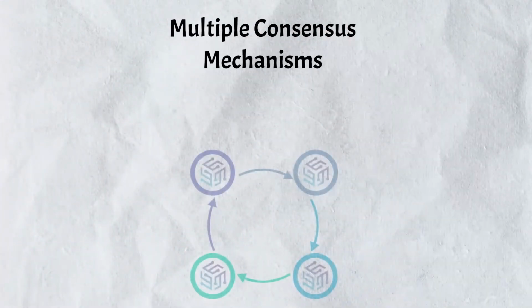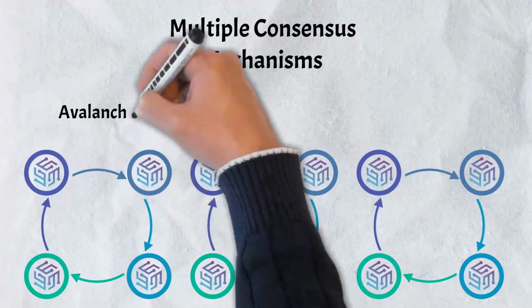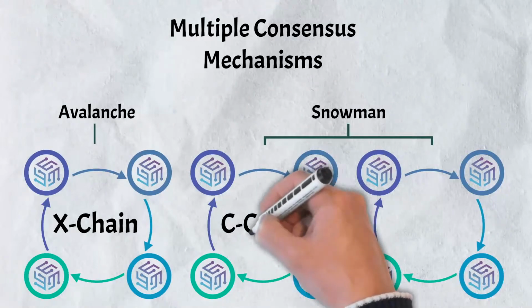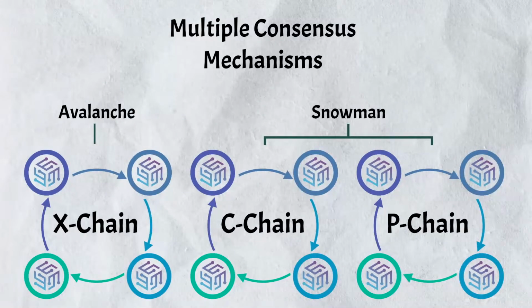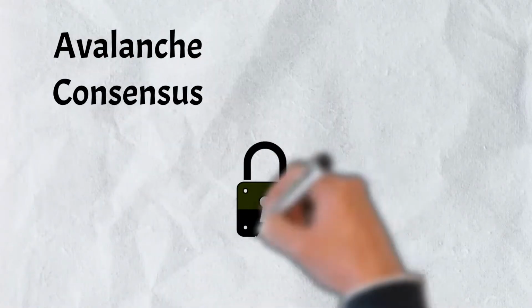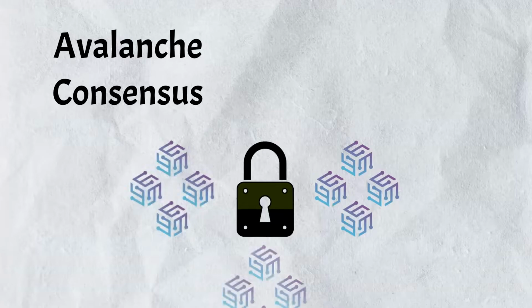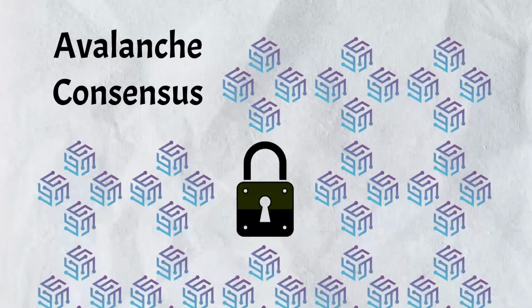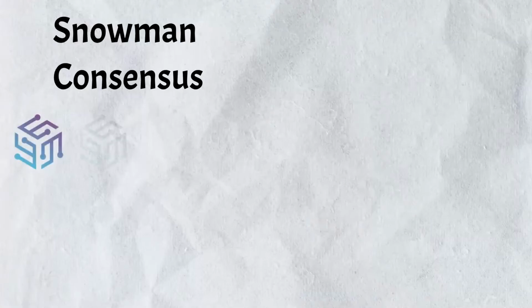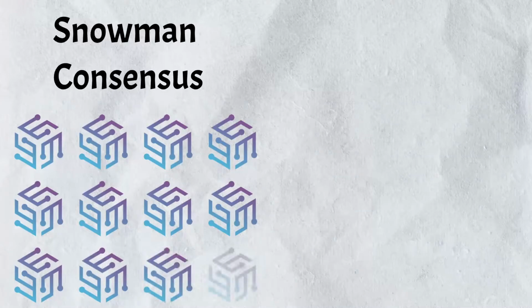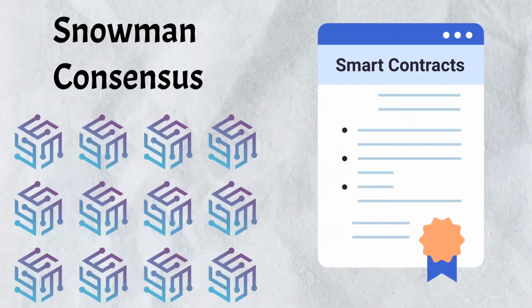Another unique feature is that Avalanche uses multiple types of consensus mechanisms. X-Chain uses the Avalanche consensus mechanism, while C and P-Chain use what is known as the Snowman consensus. Unlike proof-of-work or proof-of-stake consensus, the Avalanche consensus mechanism doesn't need a leader to reach consensus. As a result, the Avalanche network can increase in decentralization without the sacrifice of security. The Snowman consensus piggybacks off the Avalanche consensus but orders transactions linearly. This is beneficial when it comes to smart contracts.